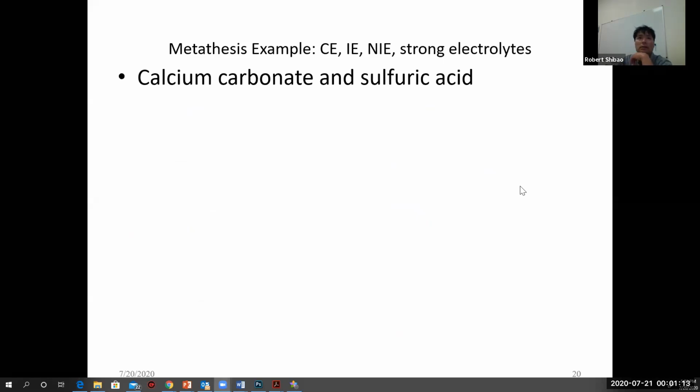All right, so let's take a look at this metathesis example here. Some of these metatheses fit a pattern. Some of them are just ions. You're looking for ions to react together. So calcium carbonate plus sulfuric acid.